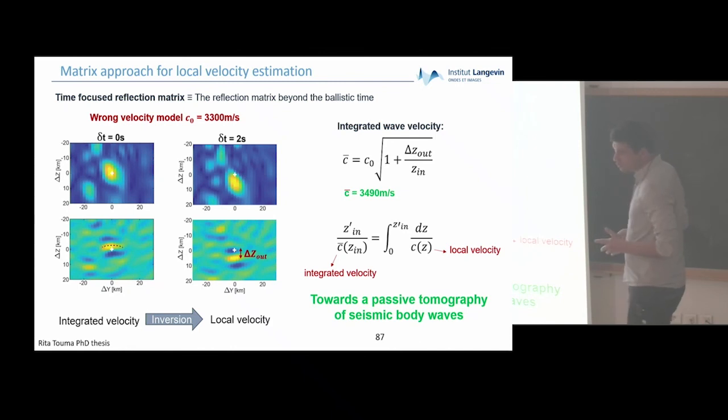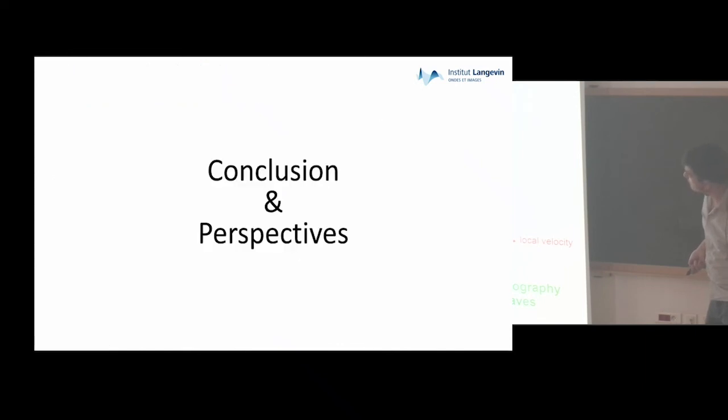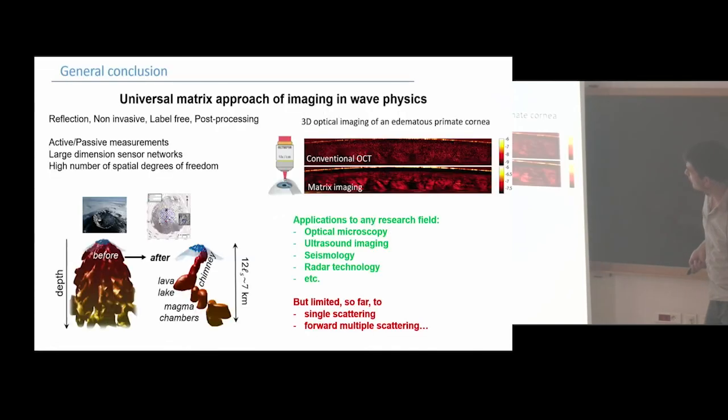But of course, you need to have scatterers everywhere, which is not always the case in seismology, and this is one of the limits. And that's why maybe the Erebus volcano that I showed you, which is very strongly scattering, can be a good area to test this kind of ideas in the future. So I come to the end of my talk.